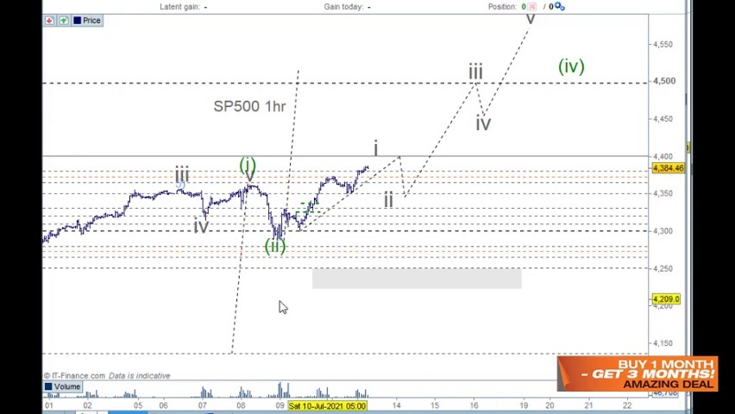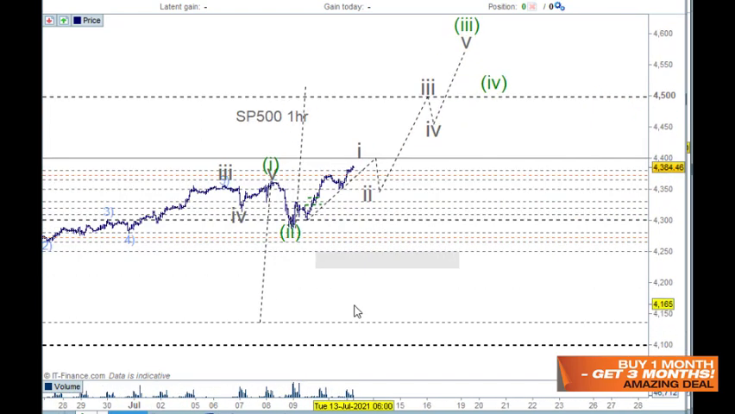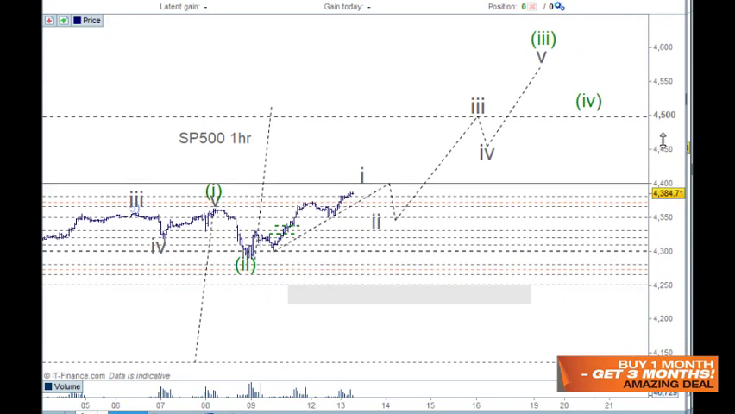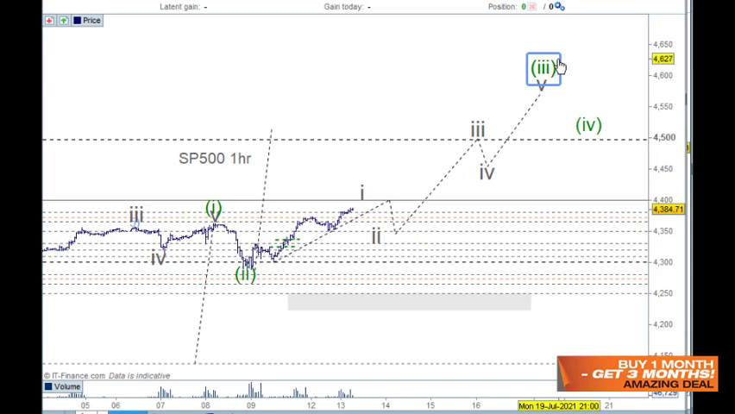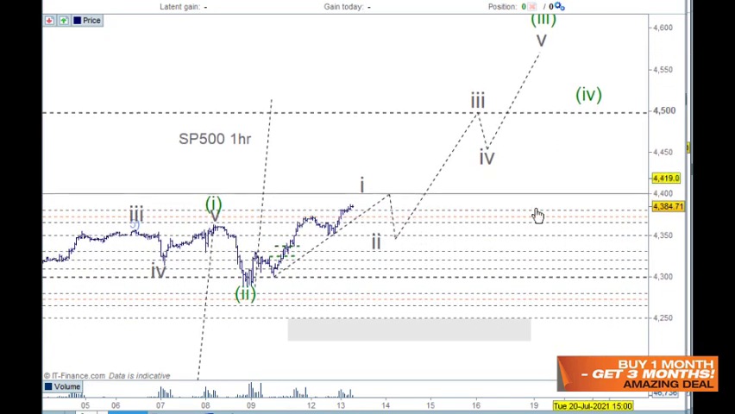So first thing up here is that this length that I've got here is the length of wave 1, which sits on this low here, and that projects us up to, of equality, up to 4,500 for this. But wave 3 that we're going into at the moment should be the length of wave 1 plus another 61.8%.